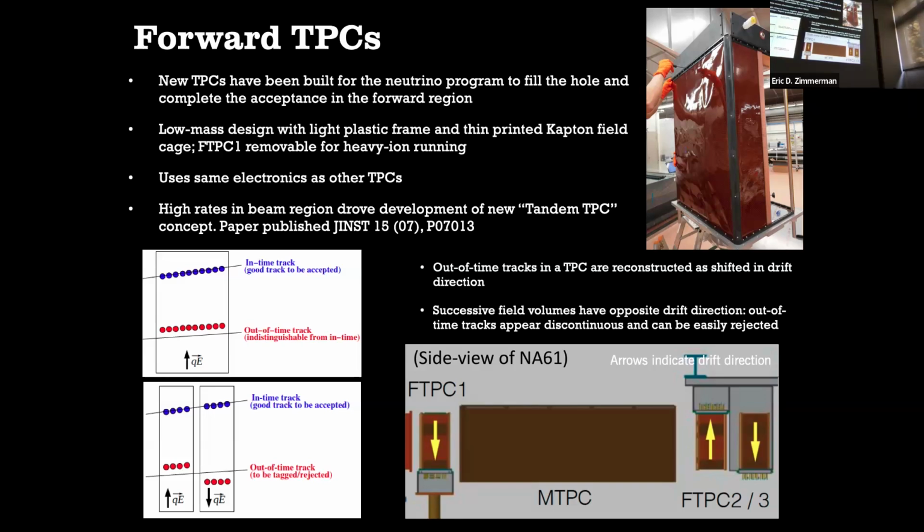So if you have an in-time track, you'll get a nice continuous track. If you have an out-of-time track, it's going to be shifted in different directions in successive field volumes, and so you'll get a disconnected track that won't be reconstructed. We wrote a paper on this in JINST a couple of years ago, and generally this approach has been working really well.